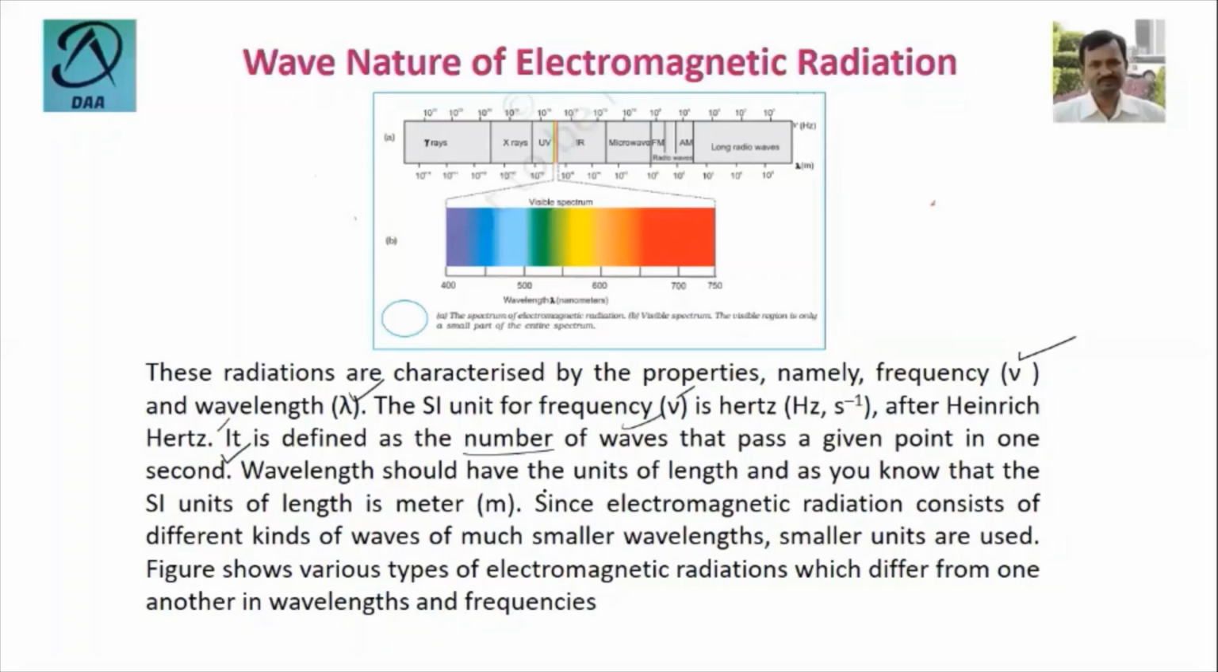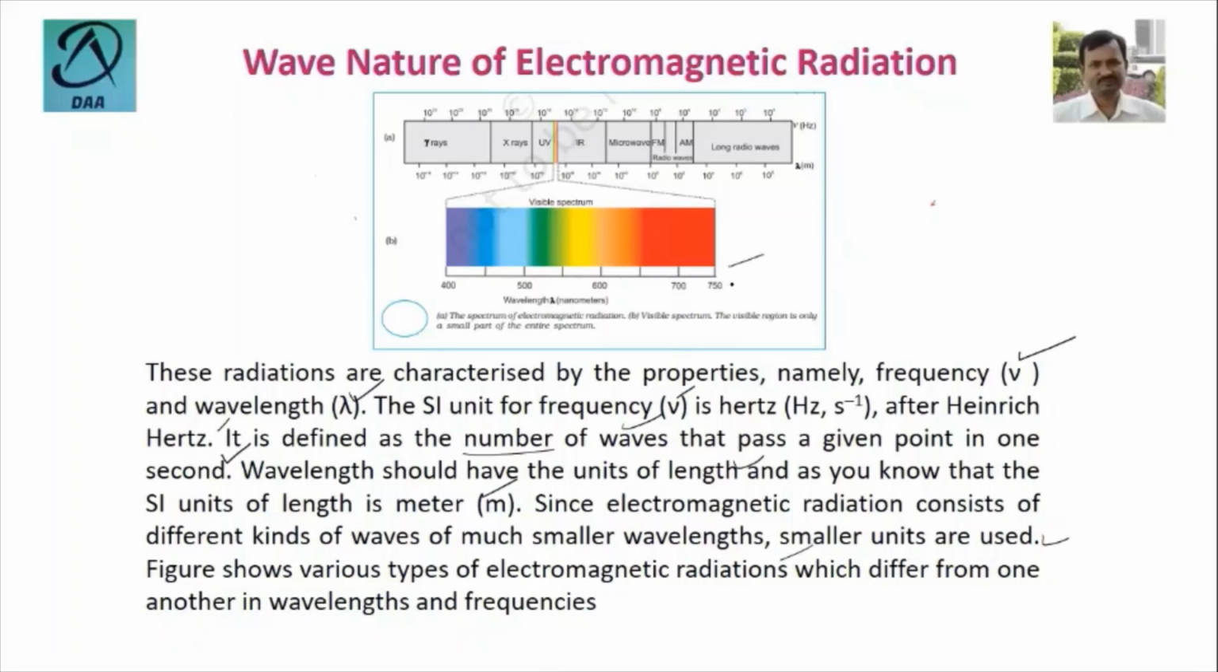And wavelength should have the unit of length, generally meter. And as you know, the SI unit of length is meter. Since electromagnetic radiation consists of different kinds of waves of smaller wavelengths, smaller units are also used. This figure shows various types of electromagnetic radiation which differ from one another.